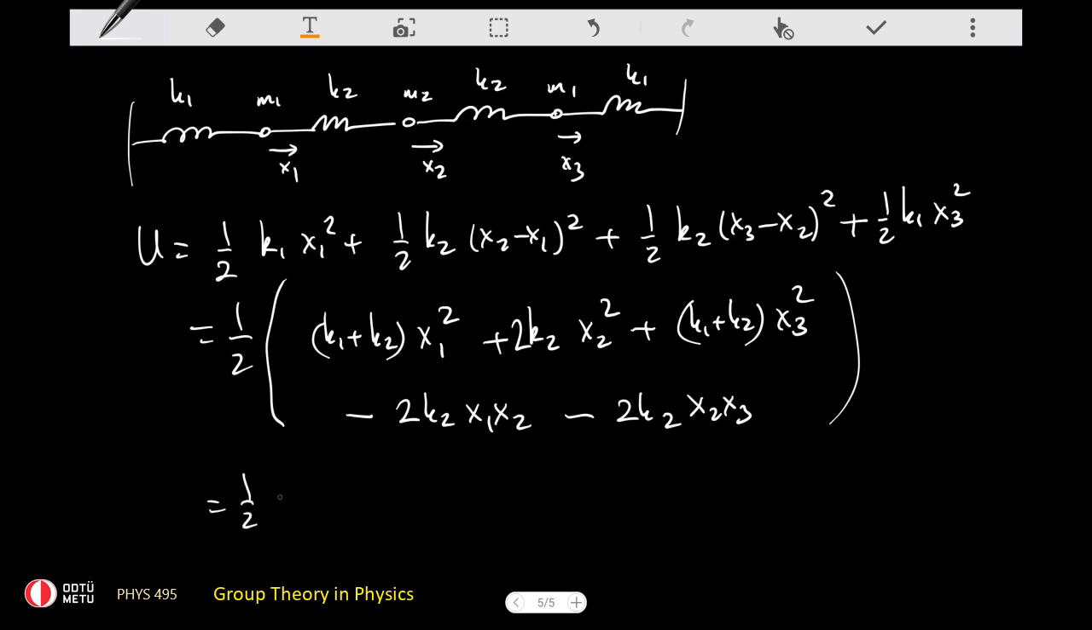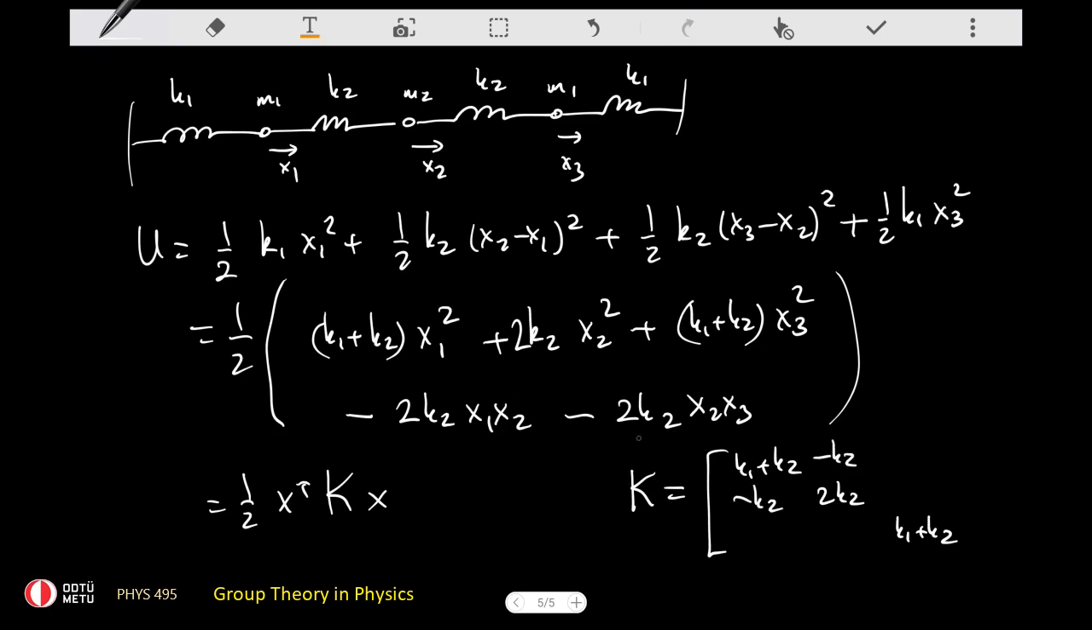So if I write this thing down as x transpose k x, where k is the spring constant matrix, that matrix is a 3 by 3 matrix, but this entry is K1 plus K2. The middle entry is 2K2. The last entry is K1 plus K2. 1 is coupled into 2 with a coefficient minus K2. 2 is coupled into 3 with a coefficient of minus K2 too. And these entries are equal to 0.